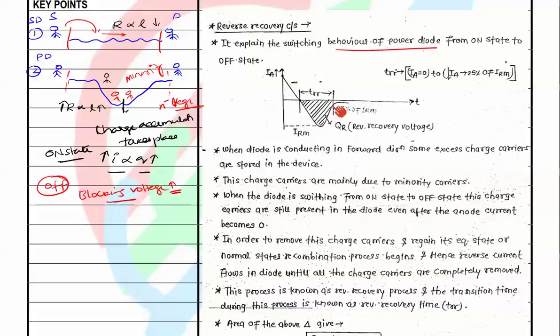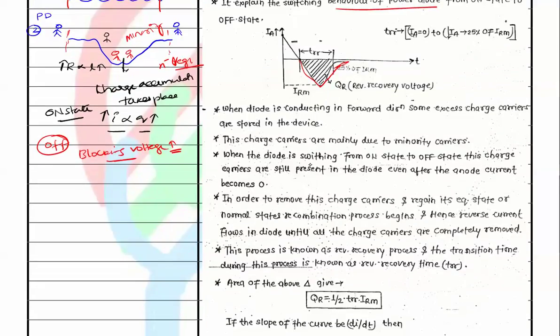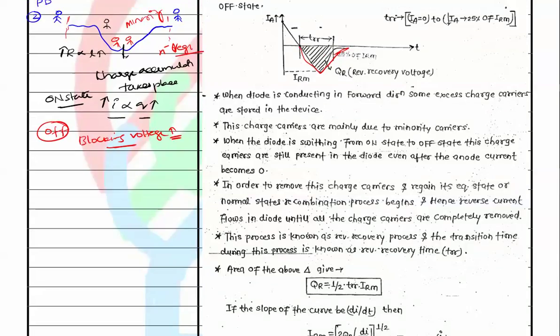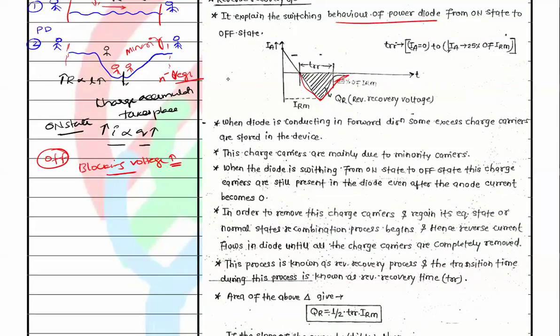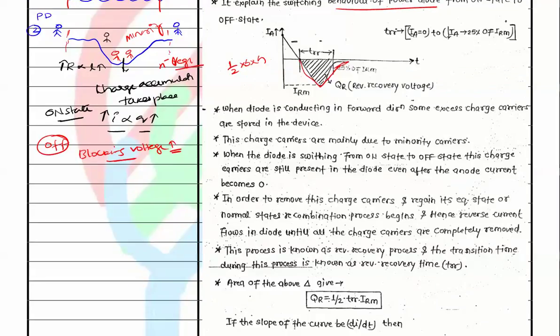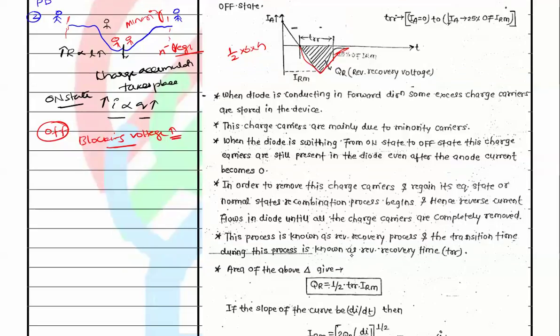Practically, we assume that when the reverse current reaches 25% of IRM, the maximum reverse recovery current, we can say that the power diode is in the off state. Here we are assuming this is the area of a triangle, so by considering it as a triangle we can derive some equations. The area is half into base into height, where the base is TRR and the height is IRM.